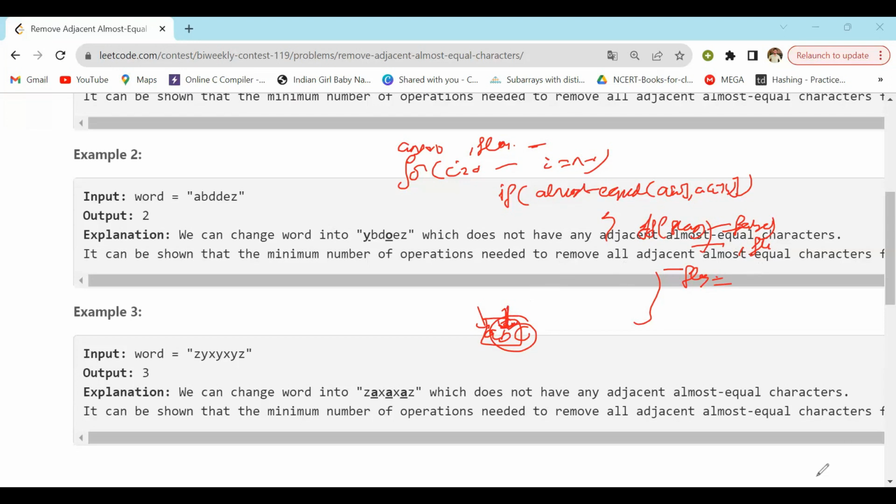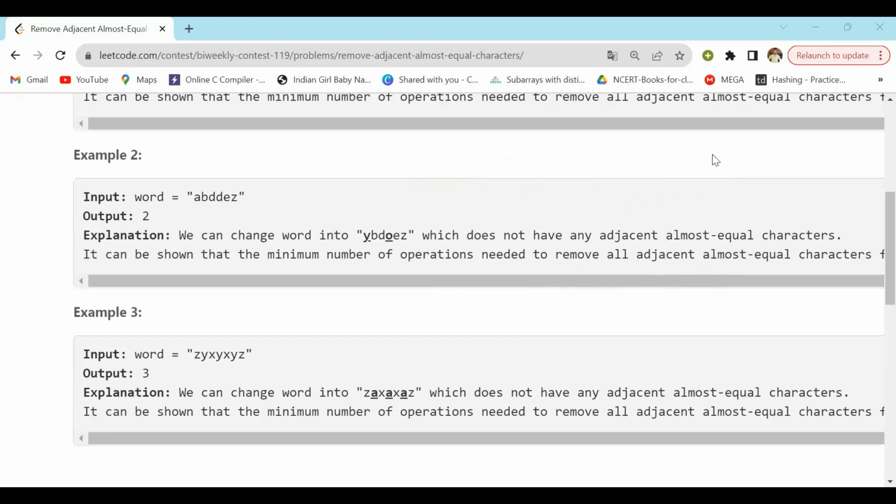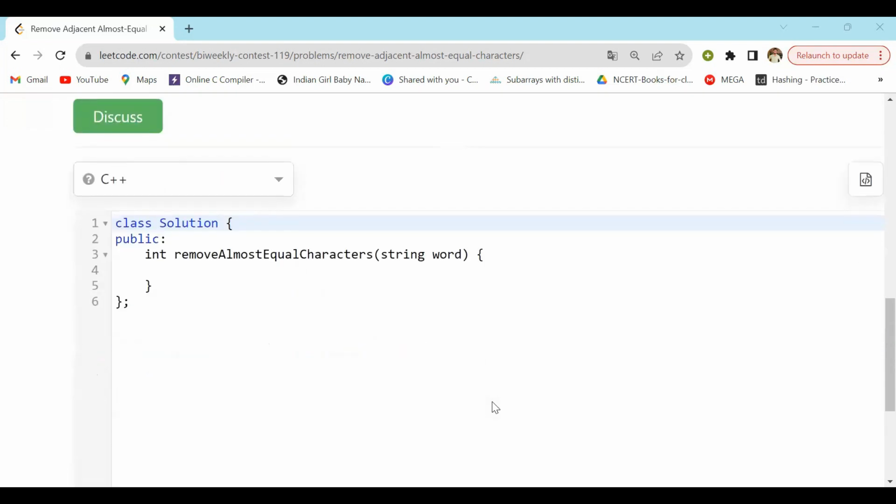So yeah, basic question. A good one. If you want, we can code this because people may have doubt here. Okay, fine. Let's quickly code this.